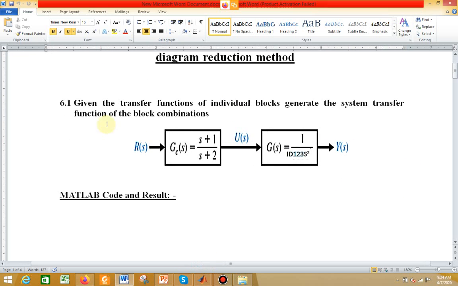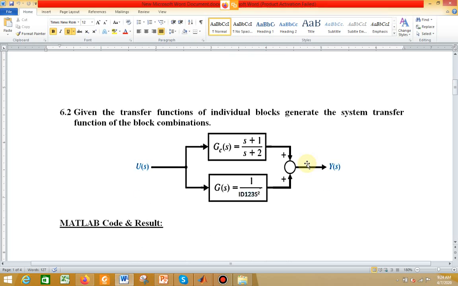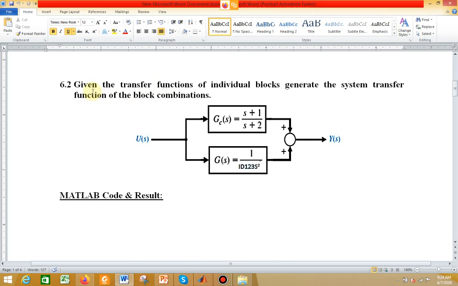Okay, so in 6.1 we have given 2 transfer functions which are actually in series configuration, and this is just similar to example 6.1. What you have to do here, you have to write your ID, complete ID with S square, just like we had 500 S square there. You have to write your ID over here. And also you all can open your mics and ask me questions if you have any questions.